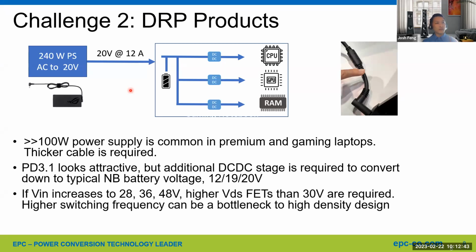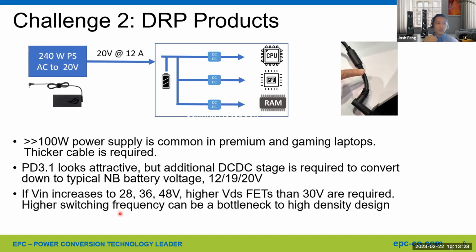So PD 3.1 could be a very, very attractive solution because it can provide up to 48 volts and 5 amps, which is basically already 240 watts, and they can run much thinner cables. However, because most laptops these days are running 12 volt, 19 or 20 volt input, you still need one additional DC-DC stage to convert your higher voltage PD to the required voltage on the notebook battery side. And that takes space. It's not exactly free. So additional high power density conversion is required there.